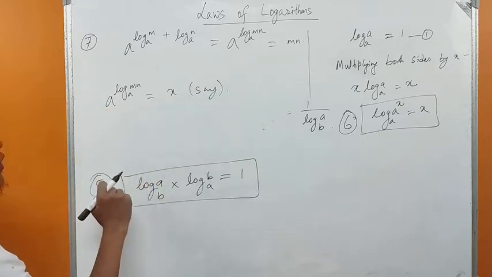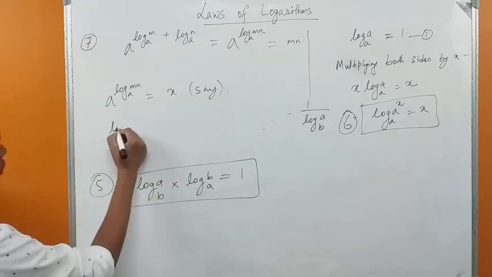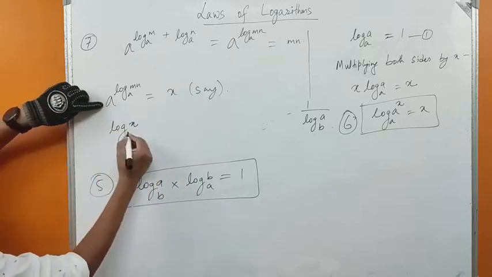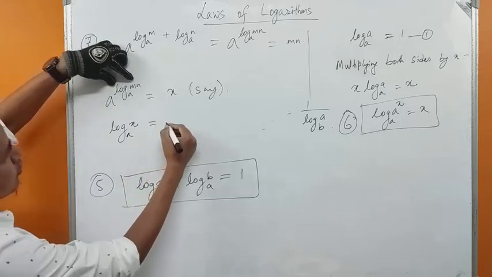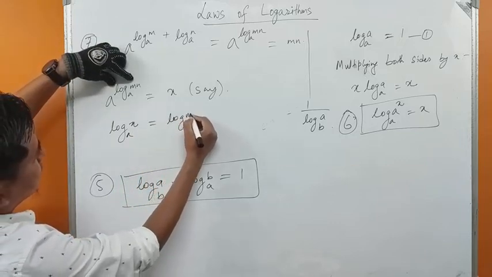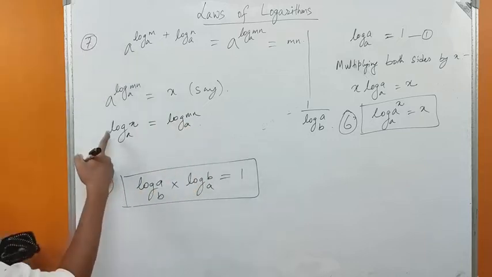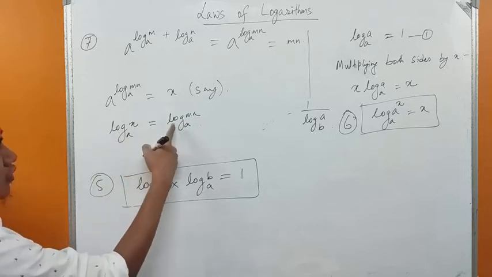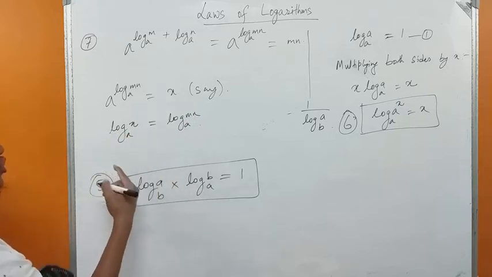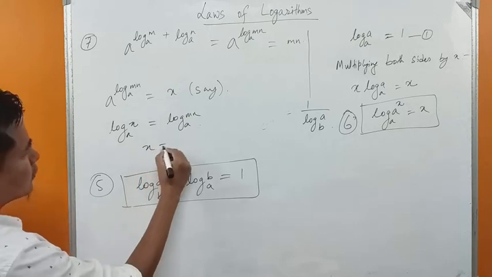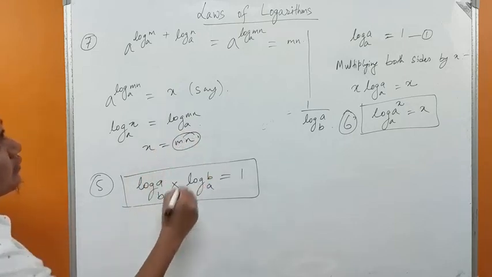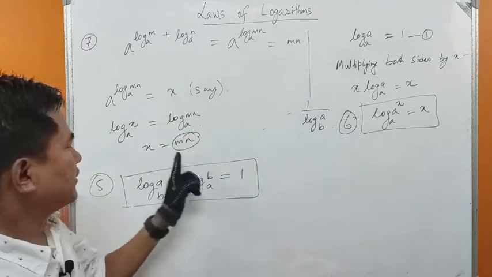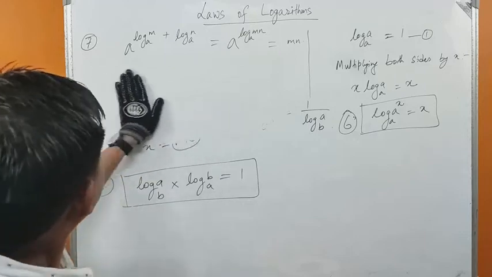This is the exponential form, we convert this into logarithmic form. So log, now this x comes here, to the base a, this base comes here as base, equals this power goes to the right hand side, log mn to the base a. Now log x to the base a equals log mn to the base a, same base, isn't it? So we can leave log from both the sides, x equals mn. So a to the power log mn to the base a means mn. Okay, so this is the 7th law.